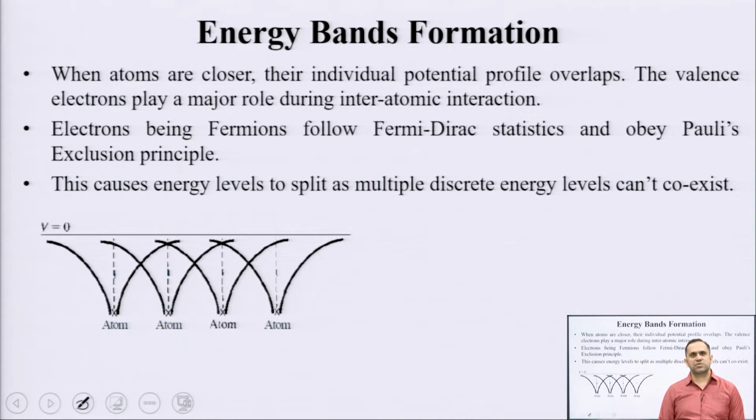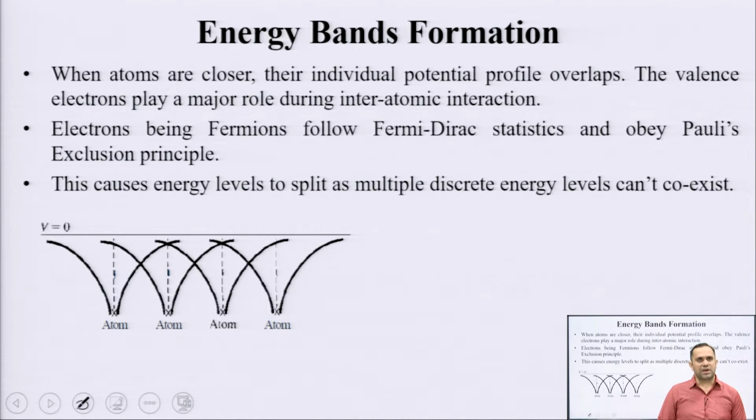In this case, the so-called valence electrons, the electrons in the outermost shell, play a major role during interatomic interaction. Electrons are also known as fermions, and what are fermions? Basically, all those subatomic particles which follow Fermi-Dirac statistics and obey Pauli's exclusion principle are known as fermions. Now, we know that the discrete nature of energy occupancy can't be violated.